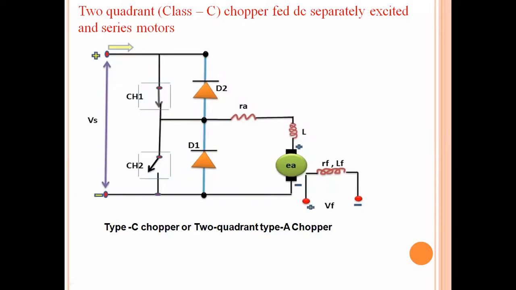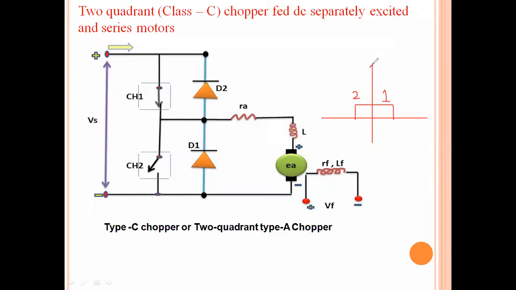So this is a two quadrant chopper. It will have two switches, CH1 and CH2, two diodes, namely D1, D2. So two switches, two diodes. Now let's come to the operation of this chopper. See, generally Class C will operate in two quadrants, first and second quadrants. First quadrant and second quadrant.